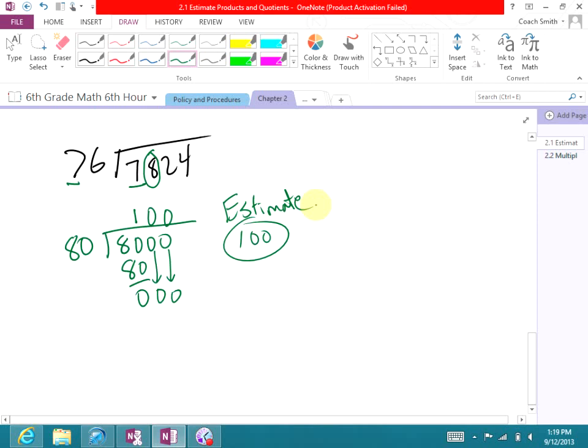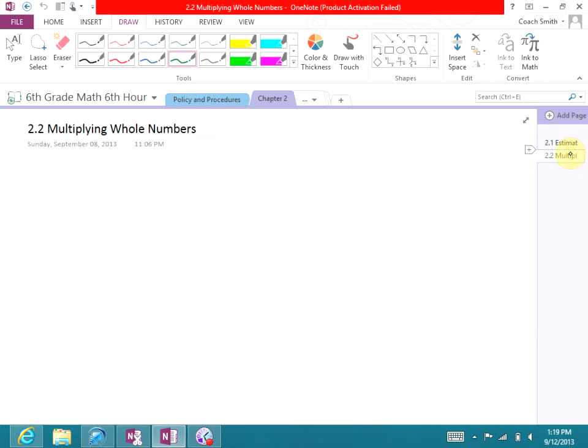So that's how we estimate quotients. We talked about estimating products, we talked about estimating quotients. Now let's talk about actually doing the multiplication. So now let's look at 2.2.